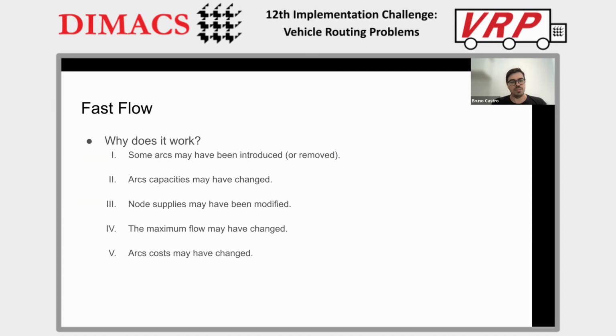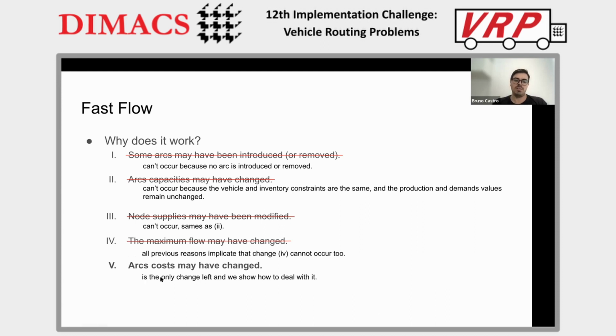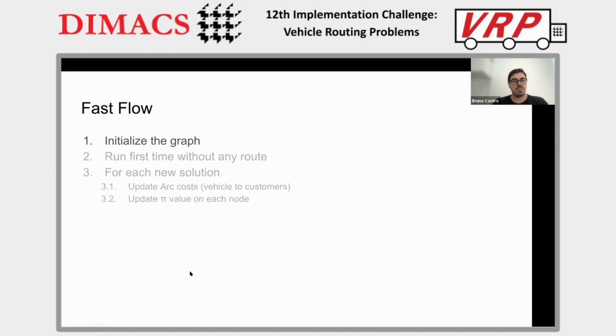And why does it work? There are no new arcs being introduced or removed. The arc capacity is still the same because the constraints are the same. The node supplies are not modified. The maximum flow will not be changed. The only change is the arc costs. And that's how we deal with it.